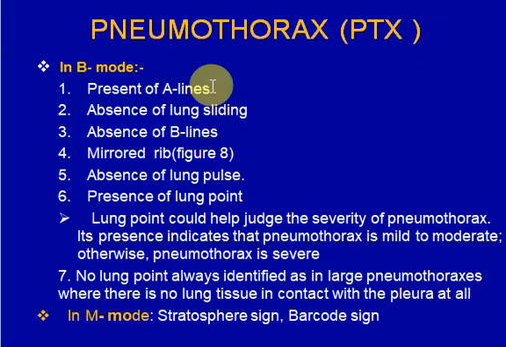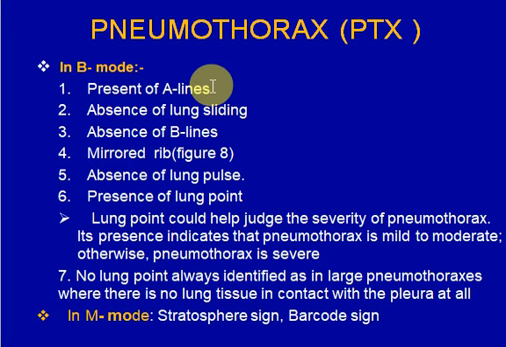The diagnostic criteria of lung ultrasound for pneumothorax in B mode: there is A line, absence of lung sliding, absence of B lines, mirror rib, like a figure 8, absence of lung pulse, and presence of lung point.